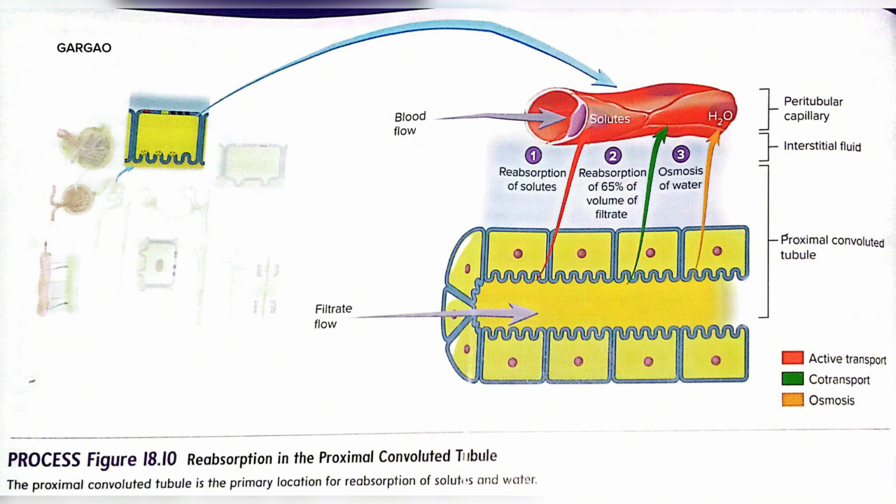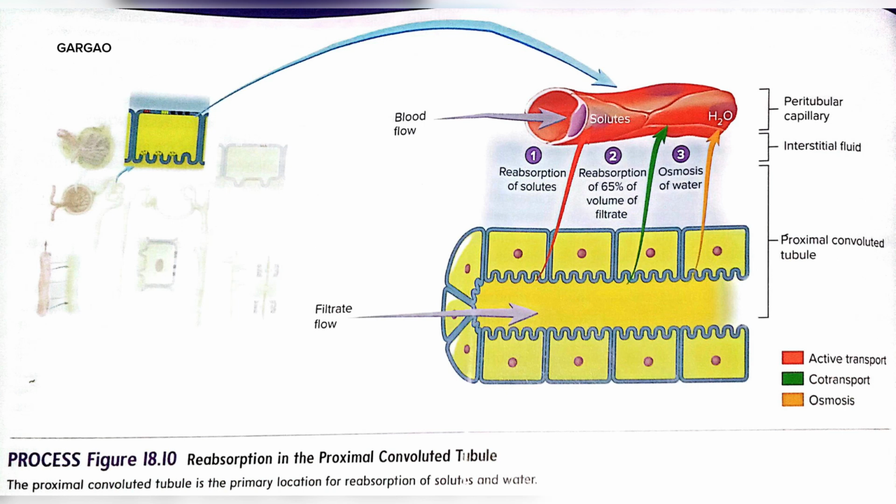Once the molecules are inside the cell, they enter the interstitial fluid by facilitated diffusion or countertransport. The number of carrier proteins limits the rate at which a substance can be transported. Solutes are transported out of the lumen through the proximal convoluted tubule cells and into the interstitial fluid. Water follows by osmosis. By the time the filtrate has reached the end of the proximal convoluted tubule, its volume has been reduced by approximately 65%.